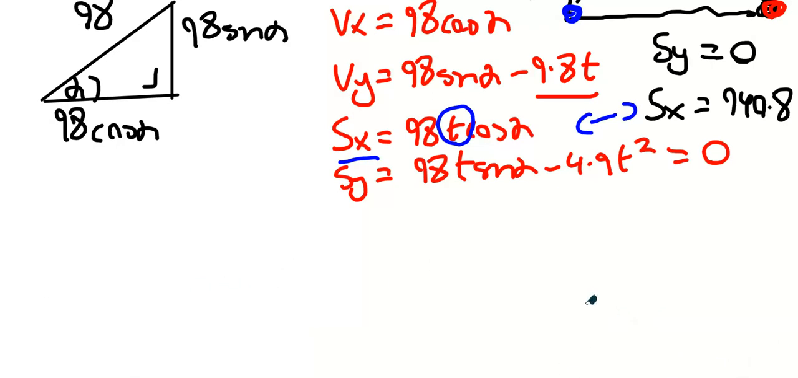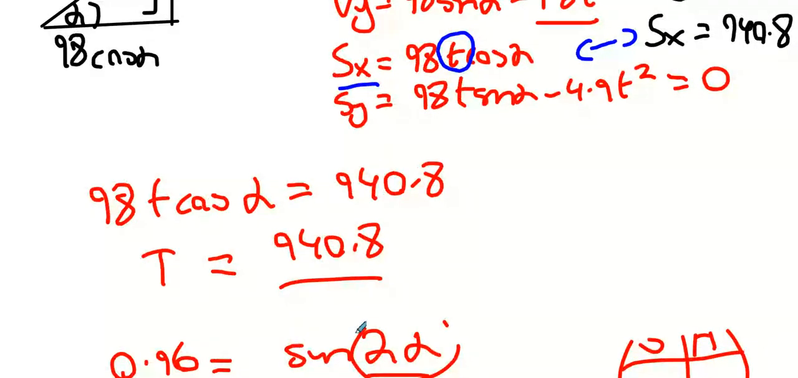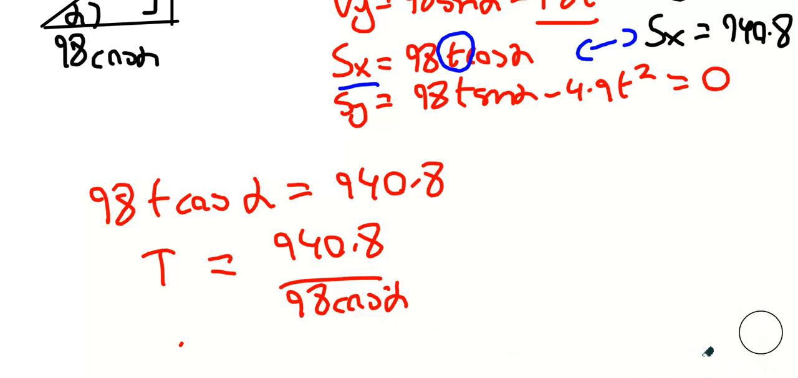But the way I think we would have decided to do it was we would have said that Sx is 98t cos alpha. How many people did it this way? And you said that was 940.8. Then you said the time of flight t was 940.8 divided by 98 cos alpha. Could somebody in the class just do 940.8 divided by 98, please? 48 over 5 in decimal. What? 9.6. Who got 9.6 over cos A?